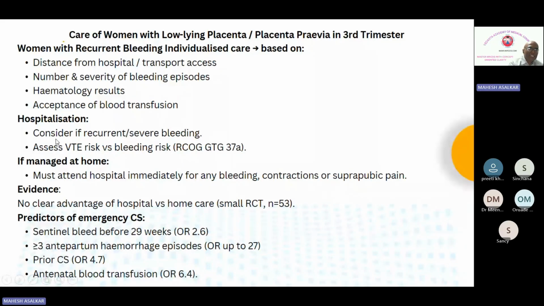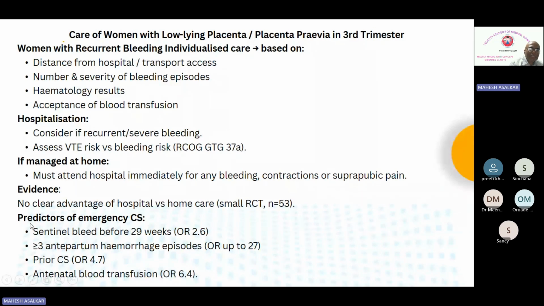Consider hospitalization if there is recurrent or severe bleeding, and once hospitalized, always assess VTE risk. Never forget VTE assessment once the patient is hospitalized, even if it is hyperemesis. Those patients will require VTE assessment and thromboprophylaxis for the duration of hospitalization. If managed at home, they must attend hospital immediately for any bleeding, contractions, and suprapubic pain.